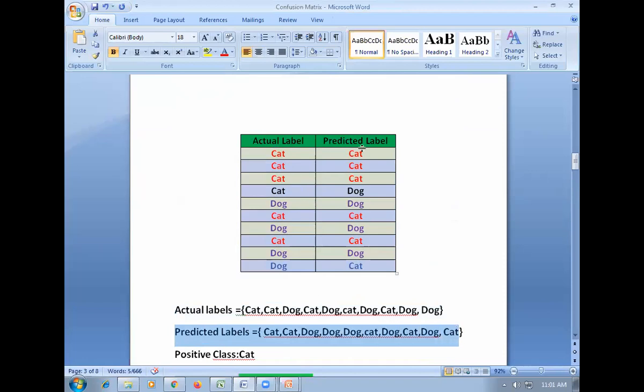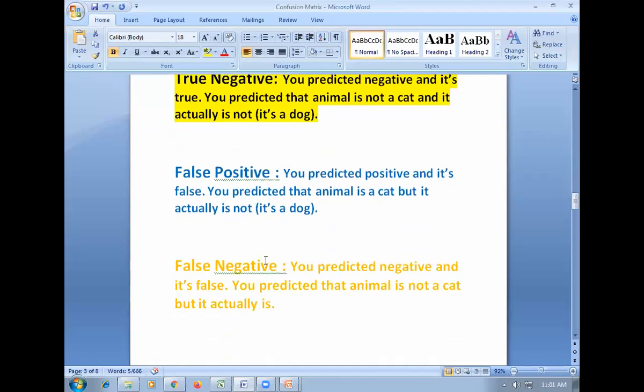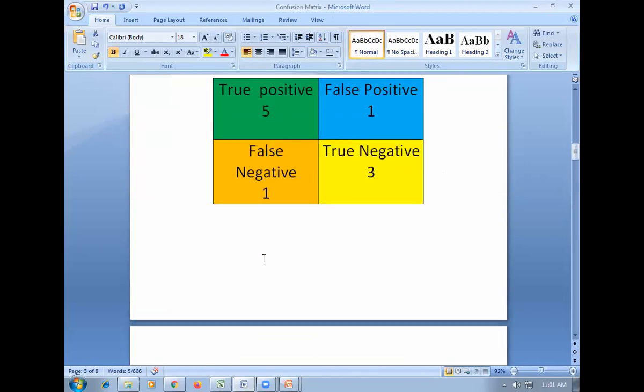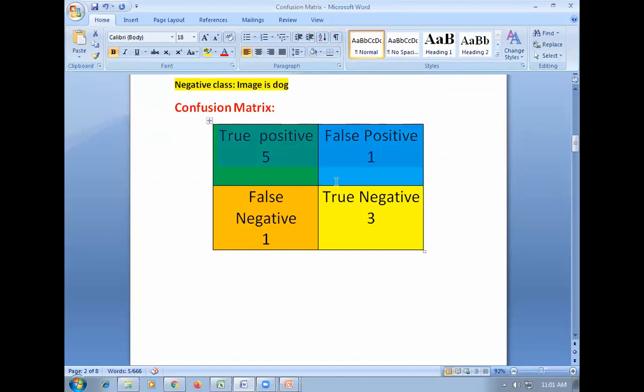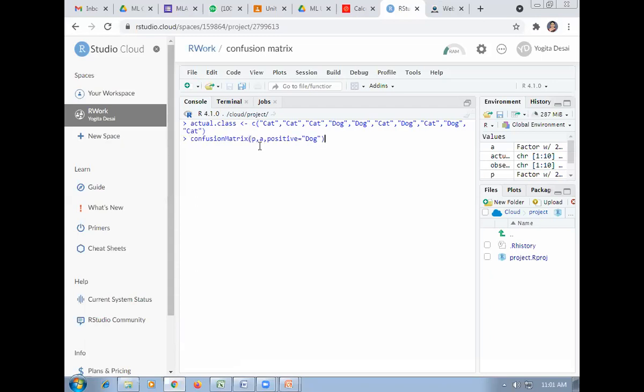With the help of these actual labels and predicted labels, this table, that means the contingency table, or we can say the confusion matrix, has been created. So we have to create this in RStudio. Now this is the actual class. I have taken the same values as we have seen before. Next, the predicted class, which we have predicted.